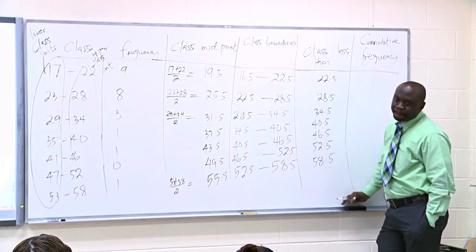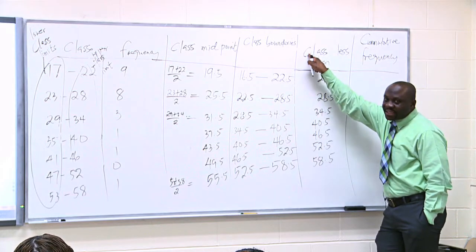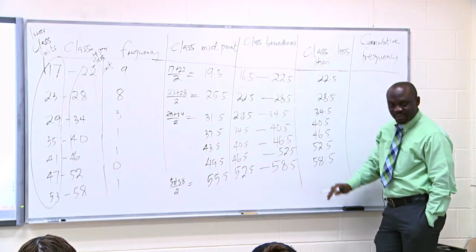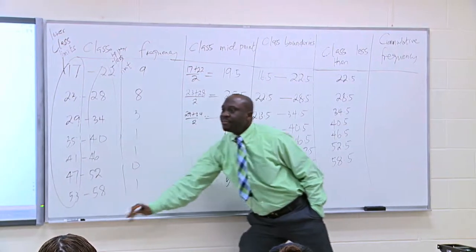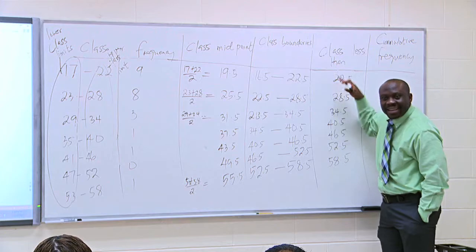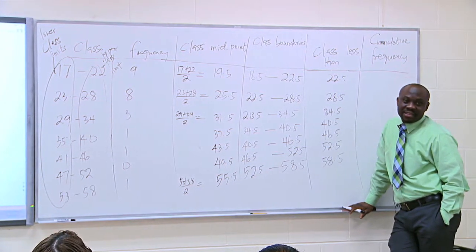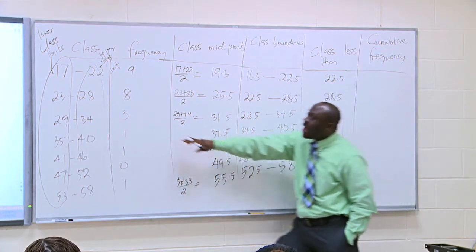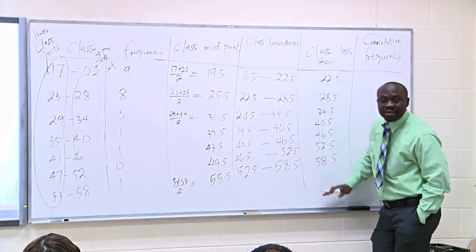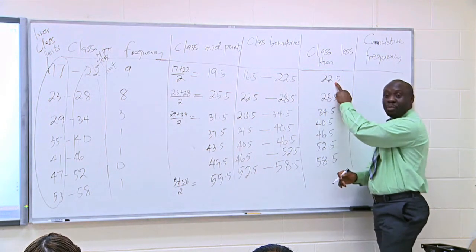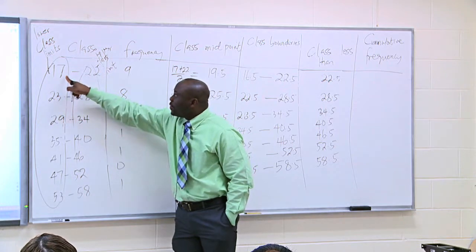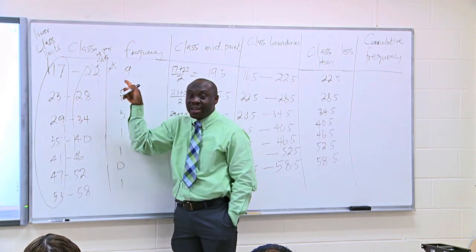Class less than. On this table, where can you find the classes? First column. You want the classes that are less than these numbers. Can you connect the two? Class less than. Everything is in there. So these are the classes. You want the classes that are less than these numbers. So look at this. This is 22.5, right? Let's go to the classes. Which of the classes is less than 22.5? 17 to 22, right? What is the frequency of that class?